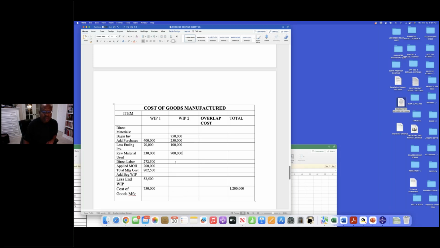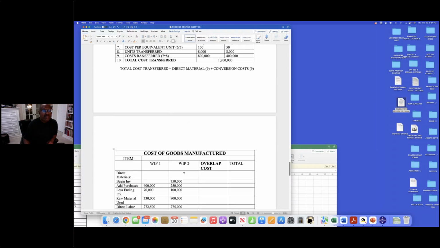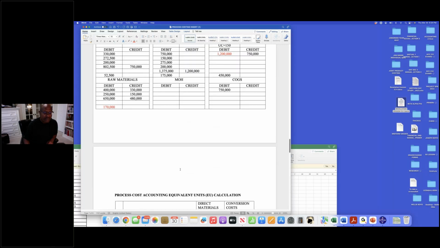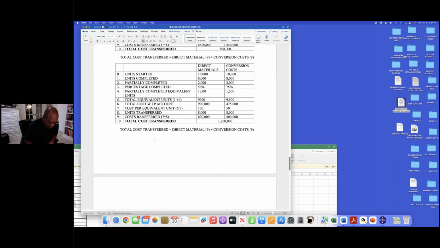What's our direct labor in work in process two? So we're just coming straight out of that account. 275,000. And applied overhead was what? 200,000 again, correct? Yep, correct. So what is the total manufacturing cost in work in process two? And we said it was 1,375,000. Yep.